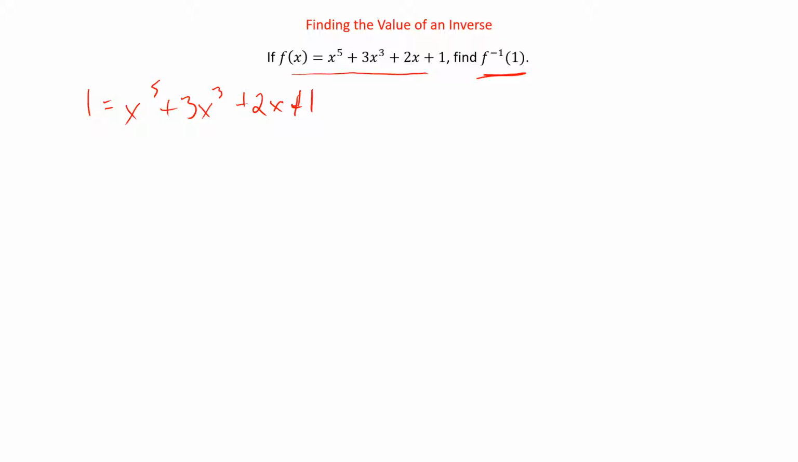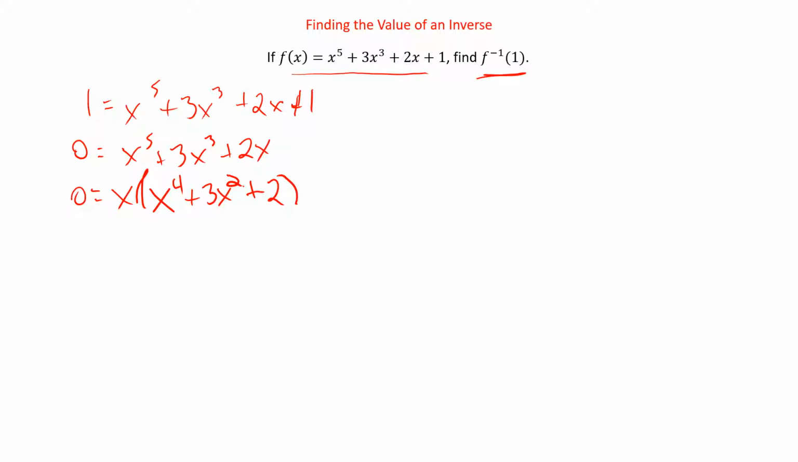And so we'll subtract. So we get 0 equals x to the fifth plus 3x cubed plus 2x. And we're going to have to factor. This may include factoring like a quadratic. It may include factoring by grouping. In this one, we're going to factor out an x first, because the very first step in factoring is factor out what they have in common. So we have 0 equals x. Then we're left with x to the fourth plus 3x squared plus 2, which can factor. That one will factor like a quadratic.